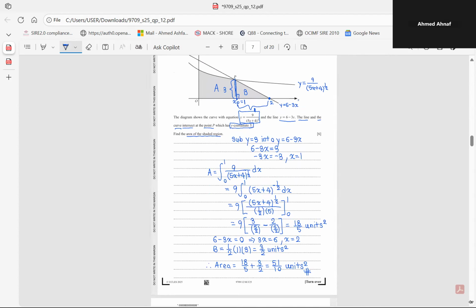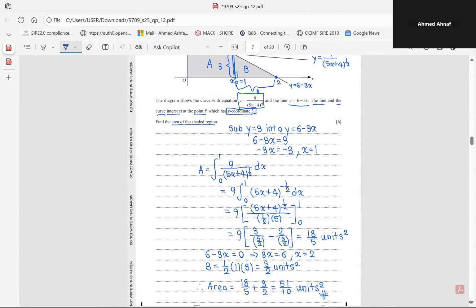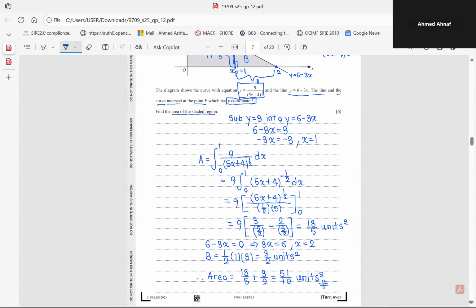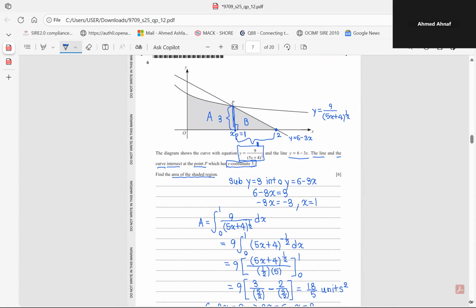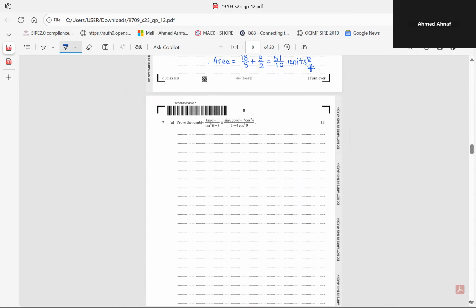And if you want to check whether your integration is right, just type this exact integral into your calculator and see whether you get 18 over 5. So this is our final answer. Let's head on to the next question.